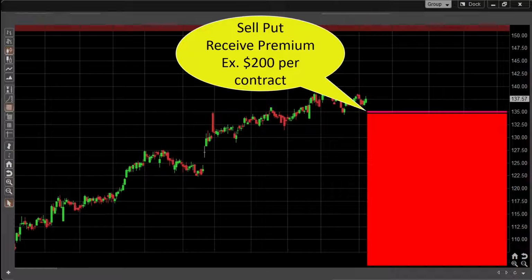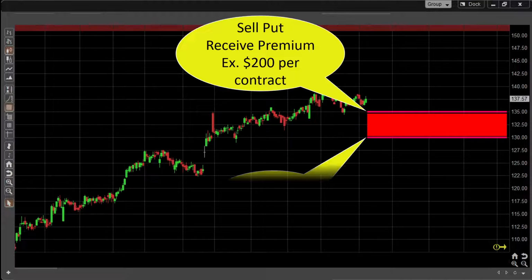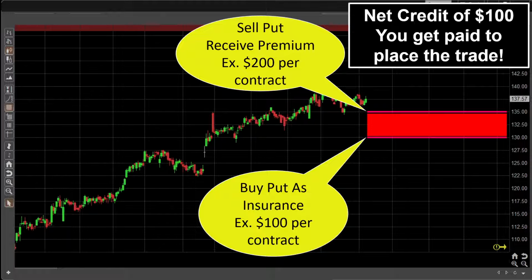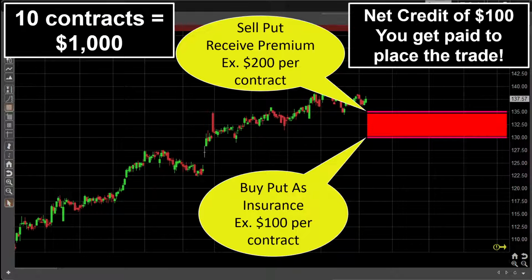That's unacceptable. So what I'm going to do is I am going to insure this trade. I'm going to go out a little bit farther. I'm going to limit my risk to just this by buying a put as insurance. Now I got to pay for that. It's going to cost me $100. At the end of this trade, I'm going to get paid $100 to place the trade. If I did 10 contracts, I get paid $1,000. So I am simultaneously selling a $135 put, and as insurance, I'm buying a $130.